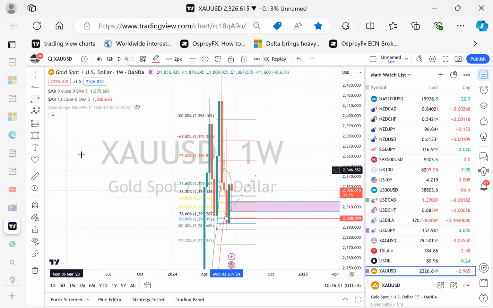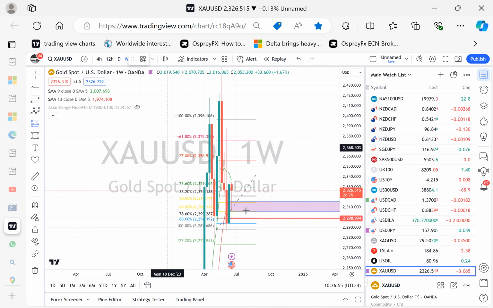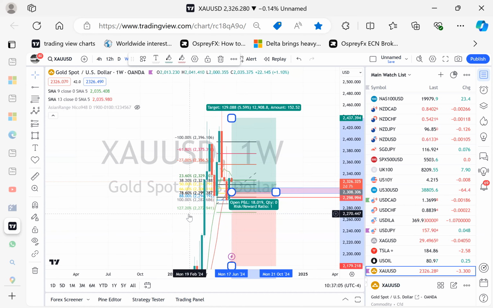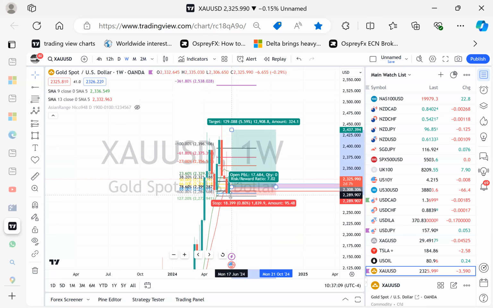And if you want to make this an overly simplified version, you can put your long tool. You can enter the trade at the 62. My golden zone starts at the 66 or stops at the 66, so you'll have to adjust yours for the 62. Put your stop loss at the 88. Put your take profit at the negative 27.